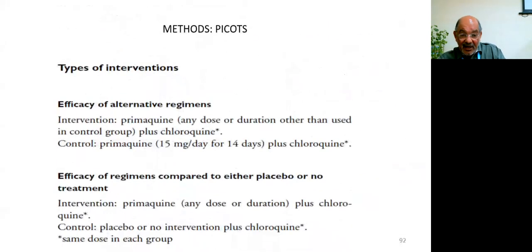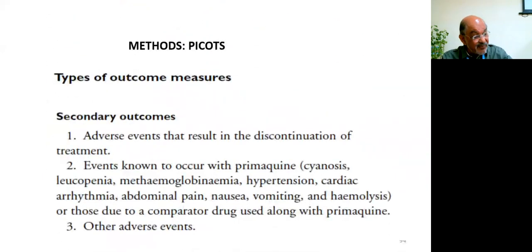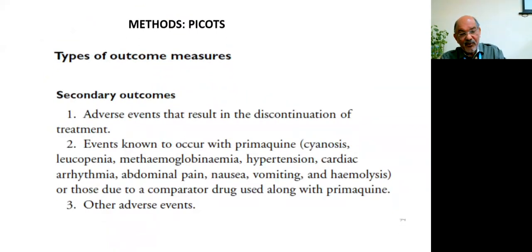And the interventions were, for the first, the WHO regimen versus any other way of giving primaquine following chloroquine. And for the second, it was primaquine plus chloroquine versus placebo or no intervention after chloroquine. And the dose of chloroquine should be the same in both arms. That is our intervention. Outcomes: we were really looking at Vivax parasitemia after 30 days, which denotes that it's not chloroquine resistant but primaquine resistance, and severe adverse events. Then we also looked at any other adverse events specifically known to occur with primaquine. That is only what we felt was relevant from a public health point of view.